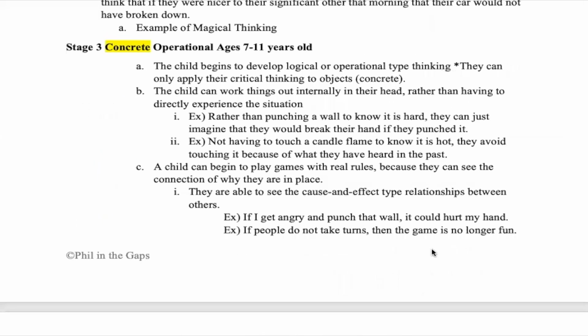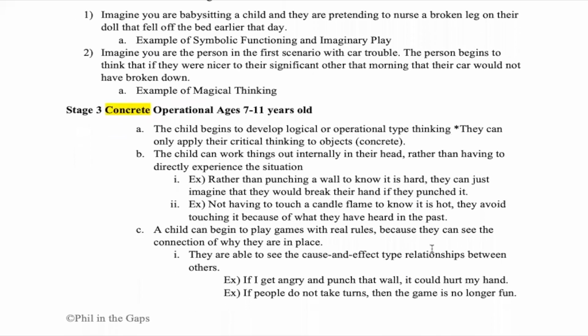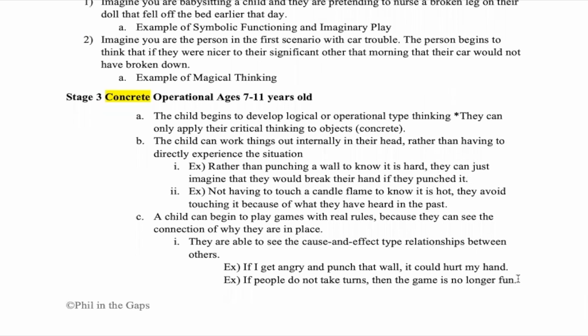So a quick review of the stage: concrete operational, key emphasis on concrete. Think of a block or constructing something, because this is where the child is able to start collaborating with other individuals to construct things, or they're able to start seeing cause and effect type relationships based on objects that are present within their environment. So rather than directly experiencing something, they're able to start associating that, you know what, this could potentially hurt me, so I'm not going to do it.